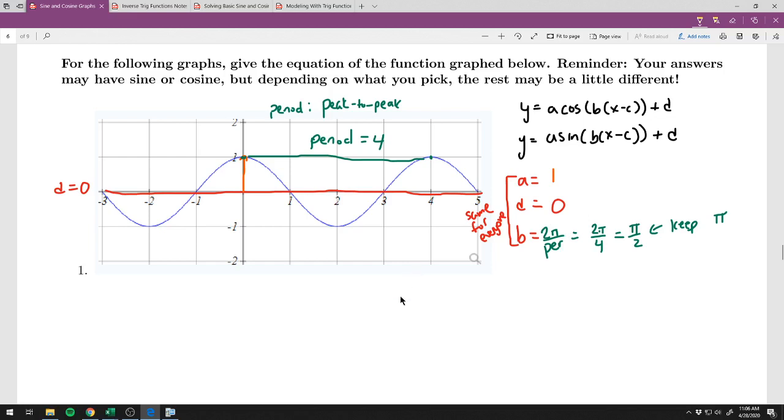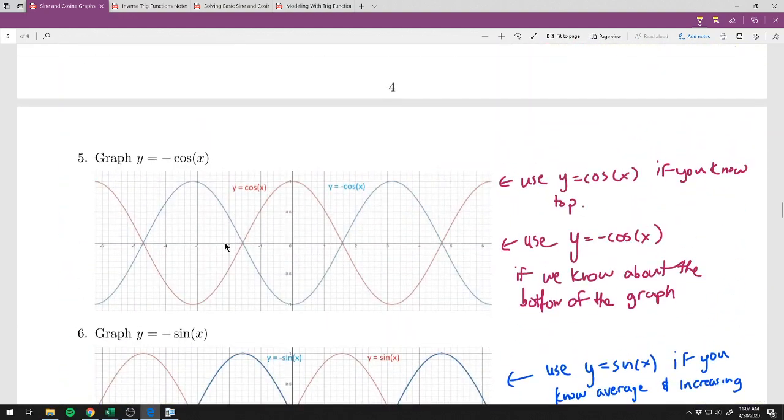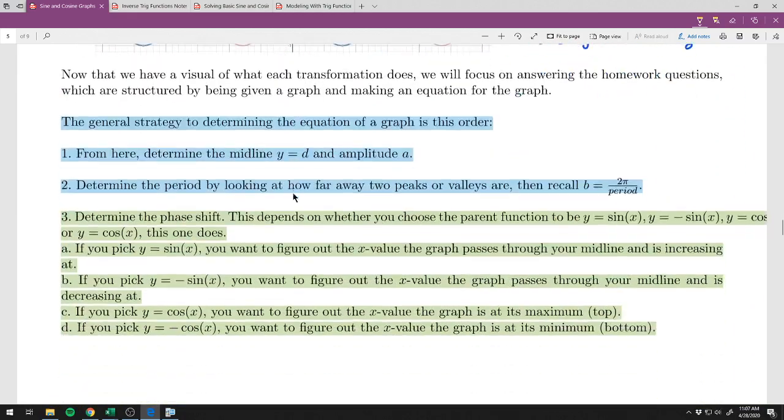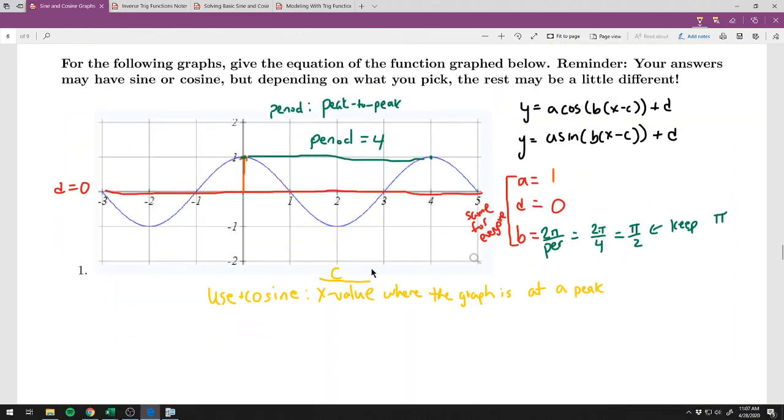All right, so for me, I like to always use cosine when I have a graph if I can. The reason I like to use cosine, and I'll go ahead and write a positive sign, I'm talking about using the positive cosine. The reason why I like to use that is it's an x value where the graph is at a peak. And this is simply because the graph of regular cosine of x, the y-intercept's at 1. But we'll graph our answer just so you can see that all these work.